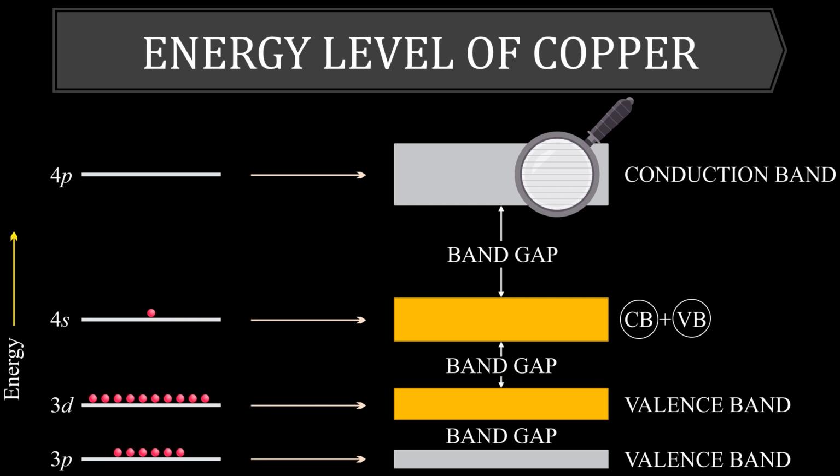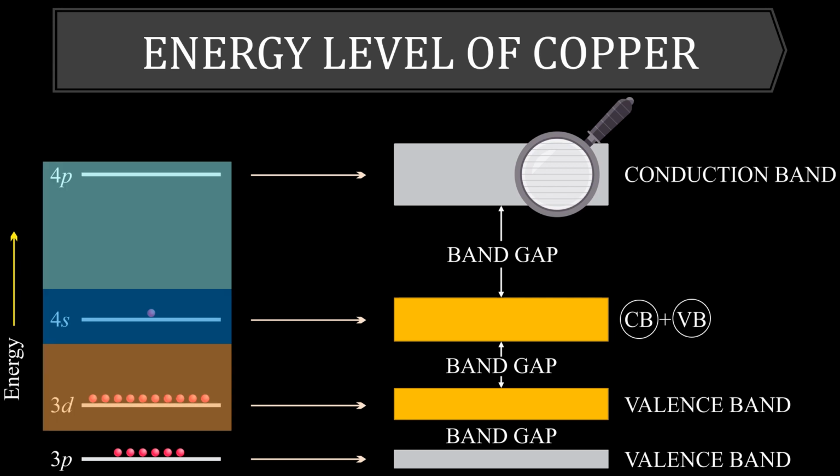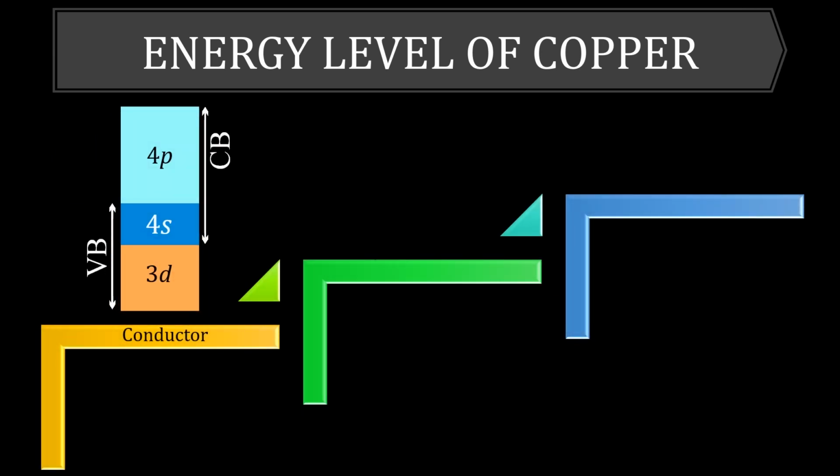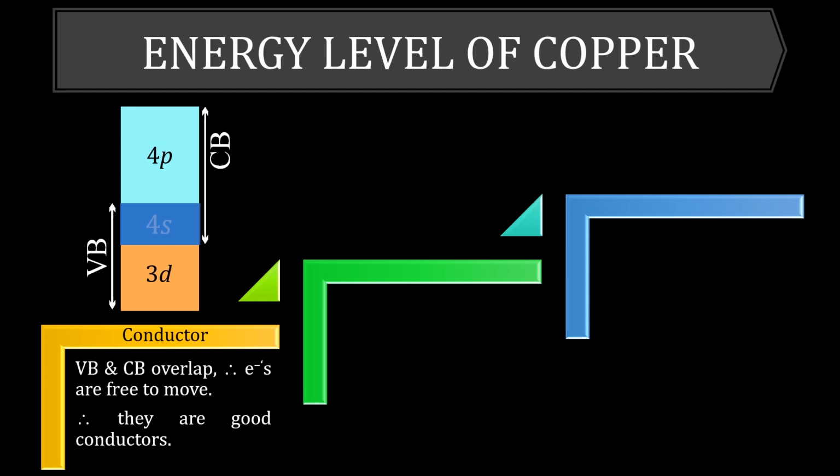Now suppose I draw these three, that is 4p, 4s and 3d, in a single diagram. How will it look? So this is how it looks. 4s is the valence band and the conduction band. And above this we have the conduction band, which was 4p, and below this we had the valence band 3d. Now since in metal the valence band and conduction band overlap, electrons have a lot of space to move and hence they are good conductors.